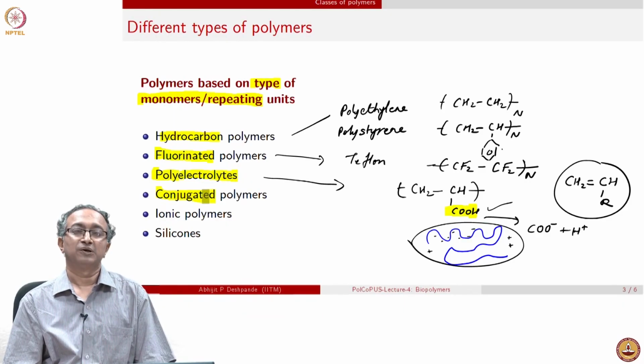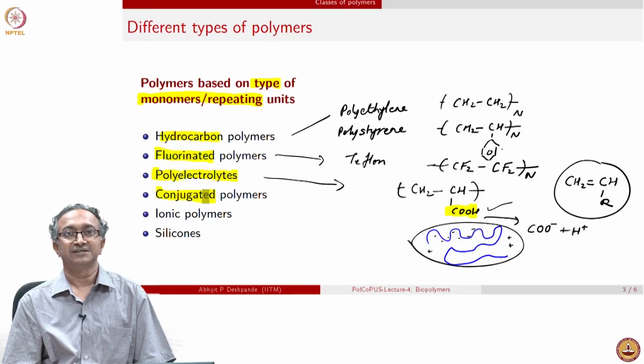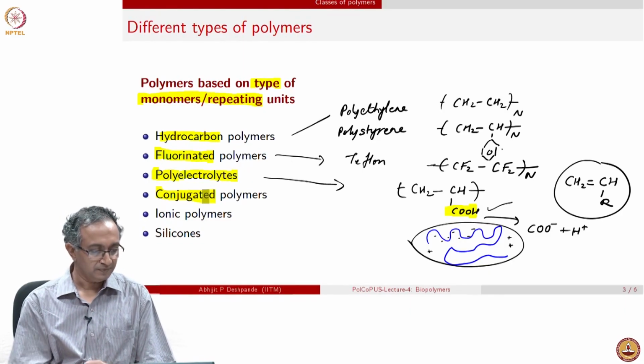And in fact, you will also come to know that in benzene, for example, there is conjugation, and that leads to delocalization of electrons. And delocalization of electrons implies conductivity may be possible. So that's why conjugated polymers are conducting polymers also.